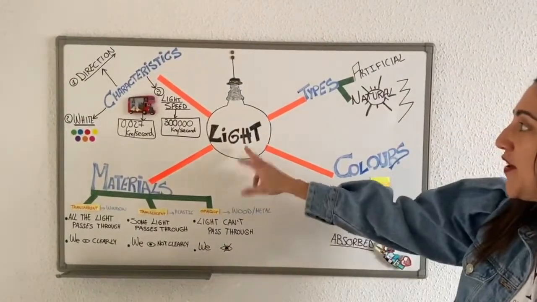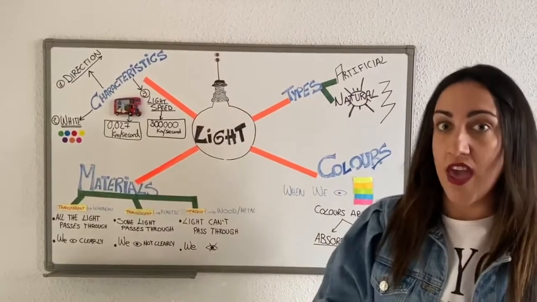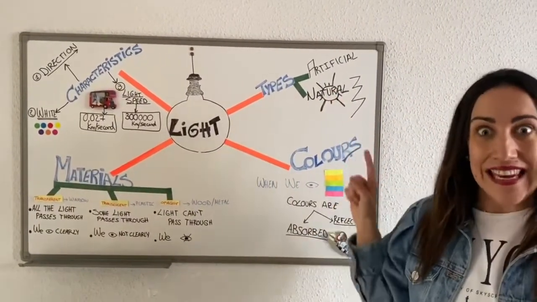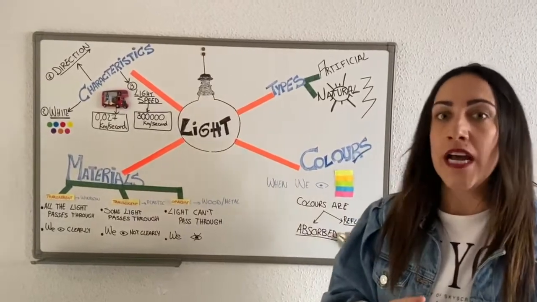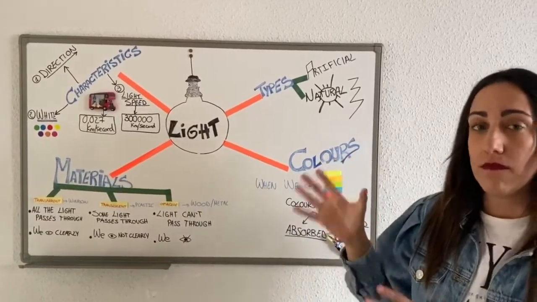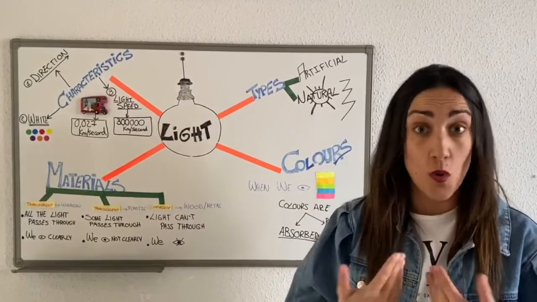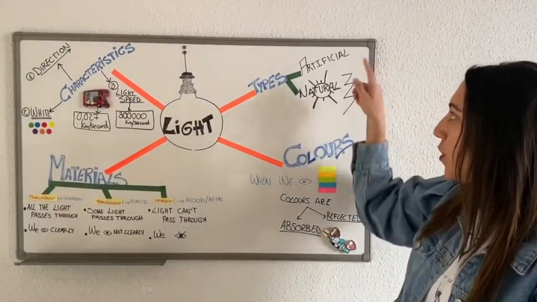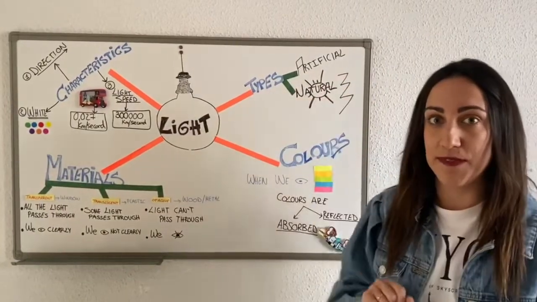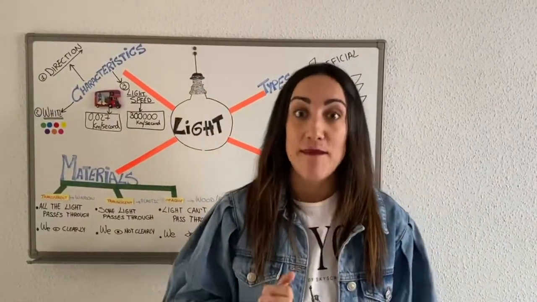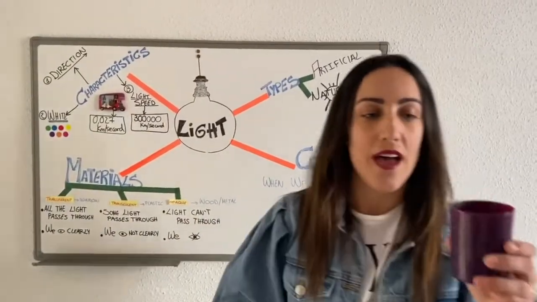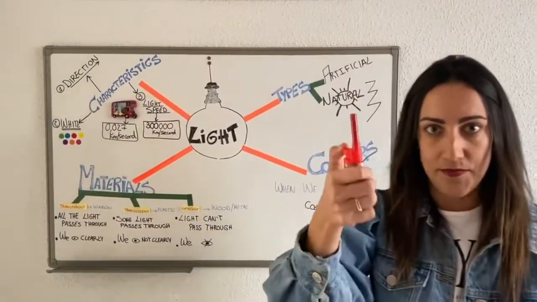So there are two types of sources. We have natural, as you can see the sun, and the lightning when there is a storm. Those types of light are natural because we can't make it. However, there is also artificial light, and that is made by humans. For example, a candle and a lighter, okay?